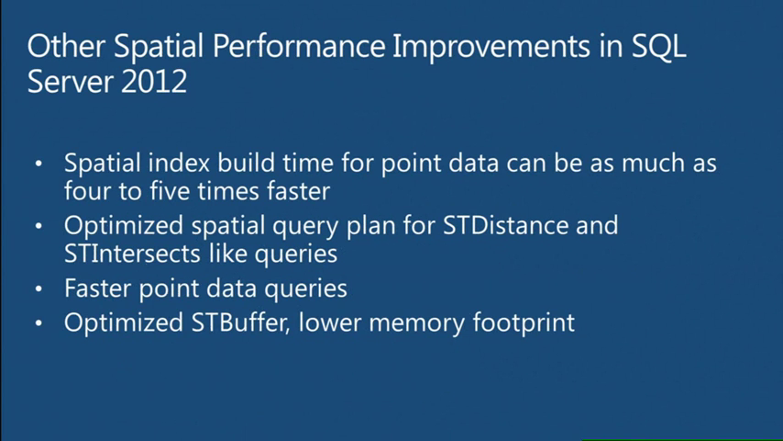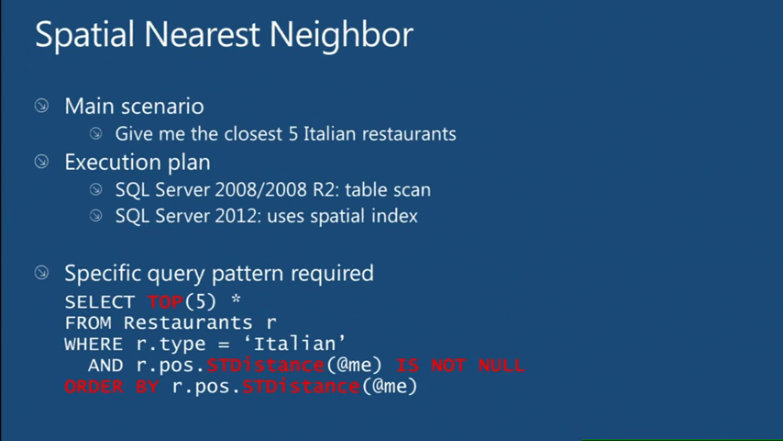A couple of other things that we did in SQL Server 2012 in terms of performance improvements is that the spatial index build time for point data has been improved because we generally improved our point data management inside the CLR implementation. We further optimized spatial query plans for ST intersect and distance over 2008. And we also optimized ST buffer, specifically also giving a lower memory footprint.